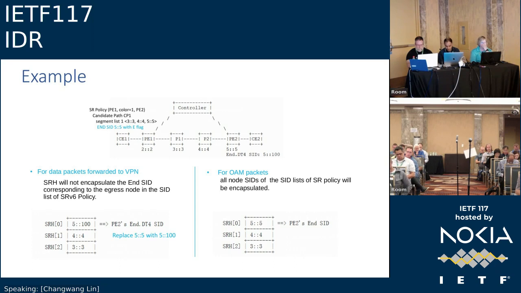In case of forwarding a data packet to the VPN, the SRH encapsulation process will include the tail node SID. Only the VPN service SID will be included, and the last End SID will be removed. However, in case of sending an OAM packet, the entire segment list information of the sub-policy will be encapsulated in the packet. Next, please.